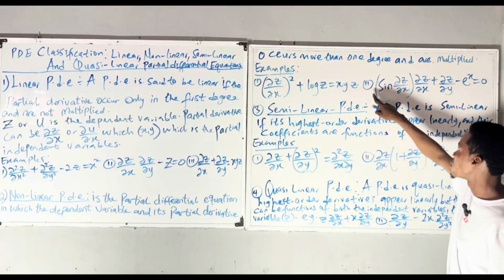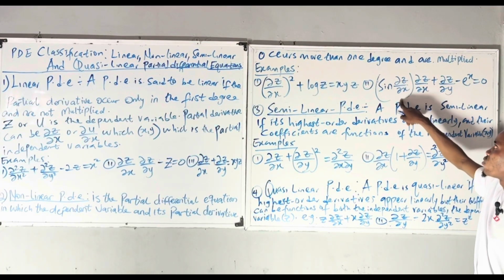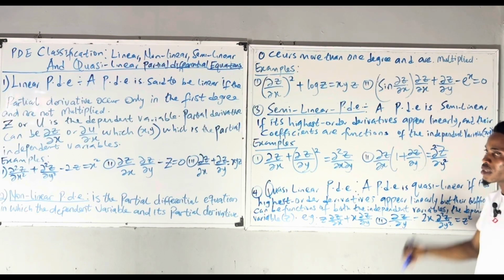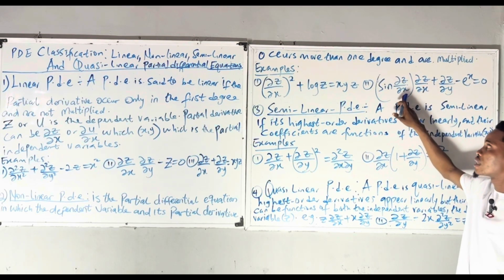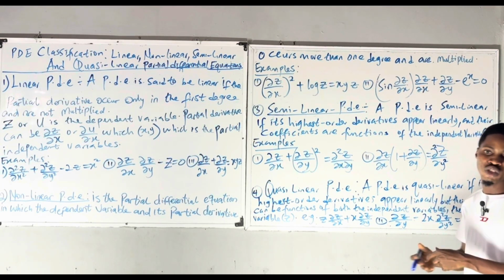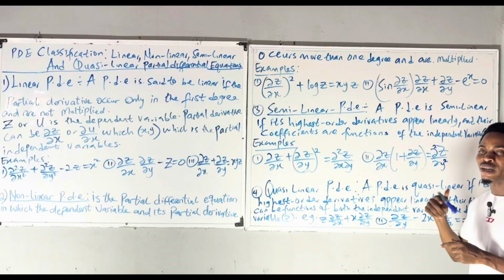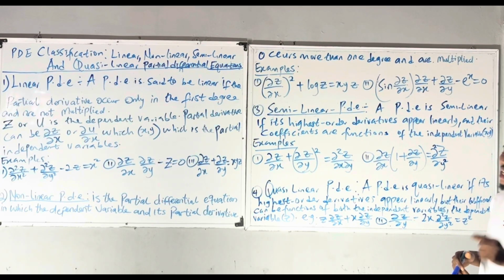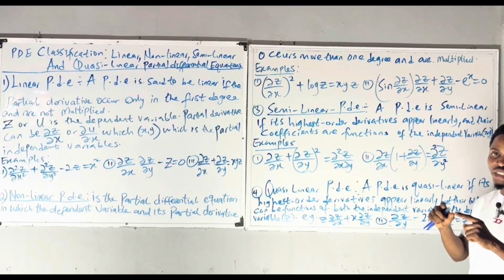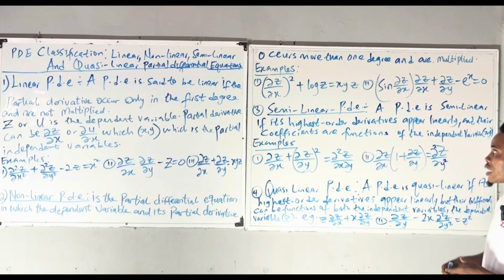Another example, the second example: sin of dz over dx, times dz over dx, plus dz over dy, minus exponential x. What will come to your mind first is that you say this one is a linear PDE, which is not a linear PDE. Why is it a non-linear PDE? I explained that for a non-linear PDE, the degree of the partial derivative must be more than 1, that is 2 upward.